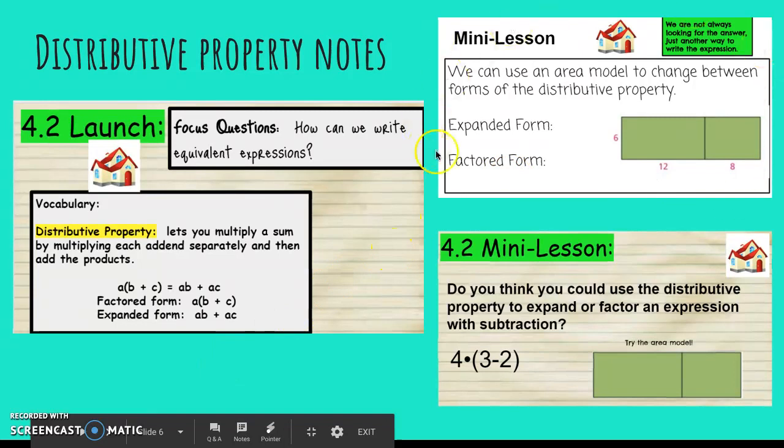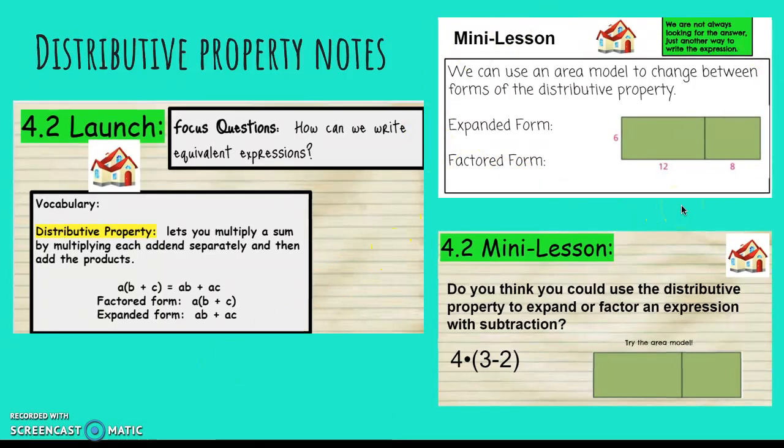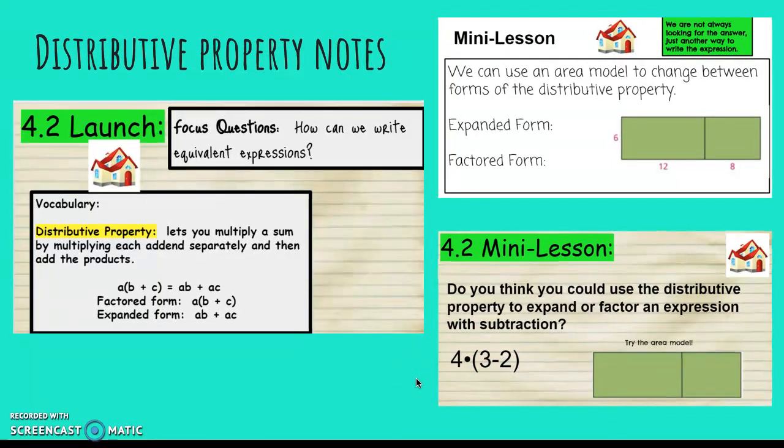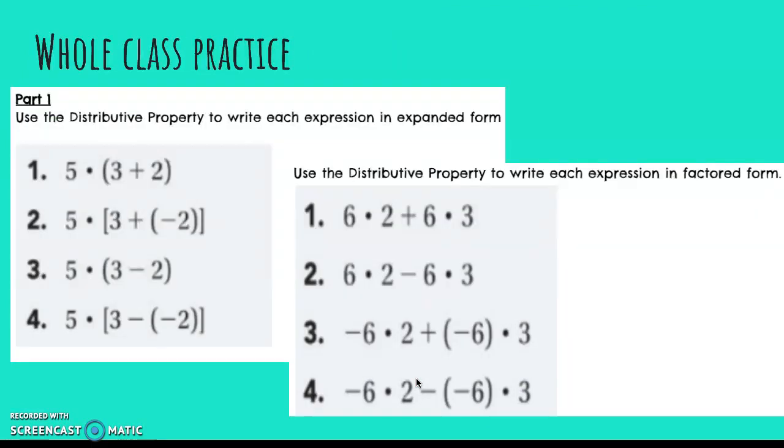We used area model, which is something 8th grade teachers, I heard, are noticing: students who have mastered area model are a lot better with their properties than students who have not. So that's something I wanted to really focus on with them. And then we had them create their own area model, trying to determine if you could use the distributive property to expand an expression with subtraction and not just addition.